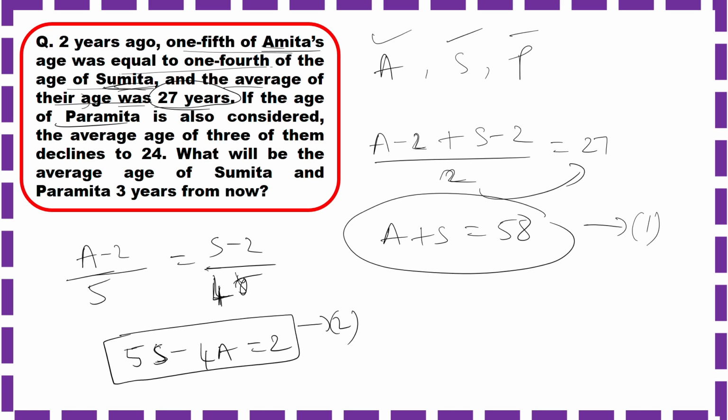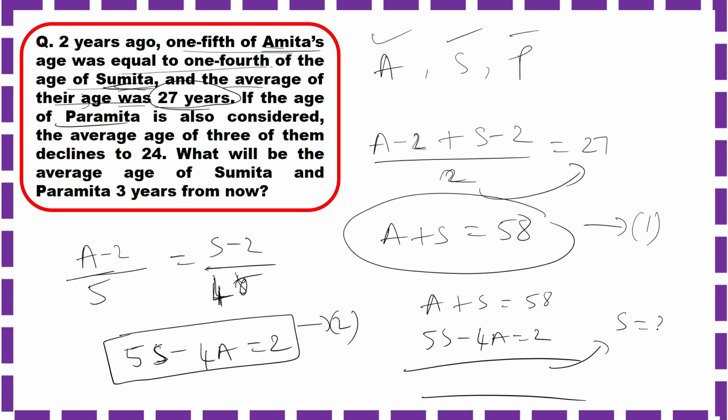If we calculate these two equations, A plus S is 58 and 5S minus 4A is 2, we will get S as 26. So the age of Sumita is 26 years and the age of Amita is 32 years. Okay, let me erase this.